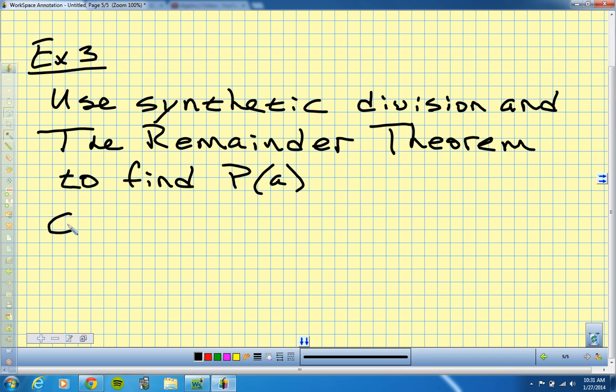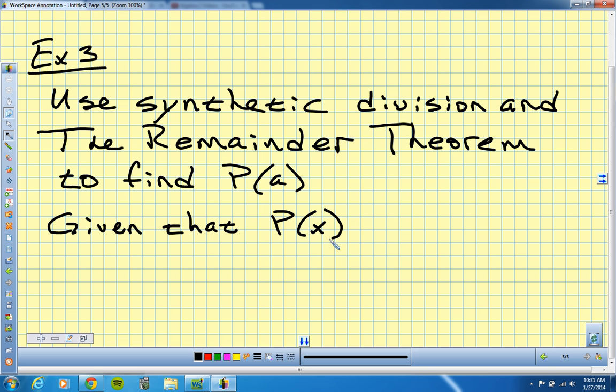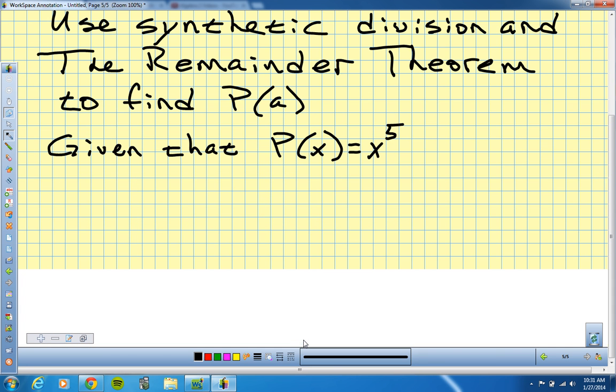So the problem will look like this. So it'll say given that p of x equals x to the fifth minus 3x to the fourth minus 28x cubed plus 5x plus 20.